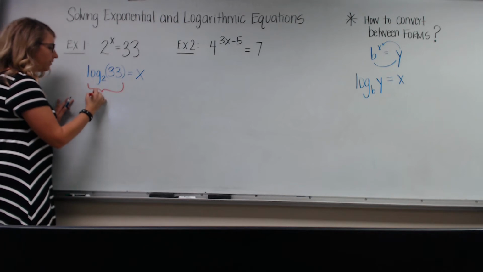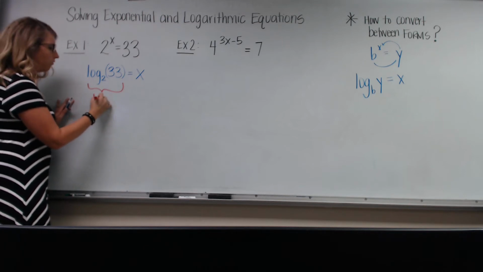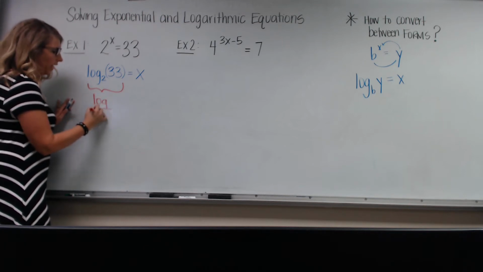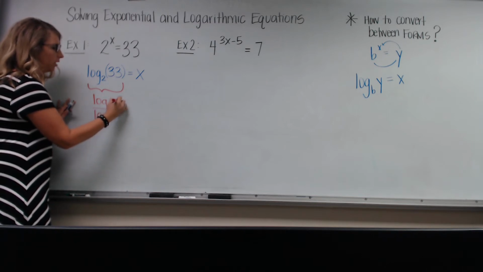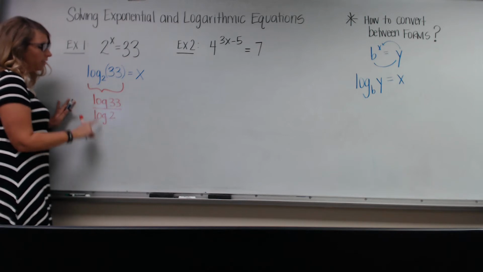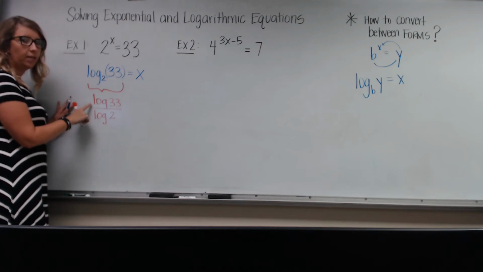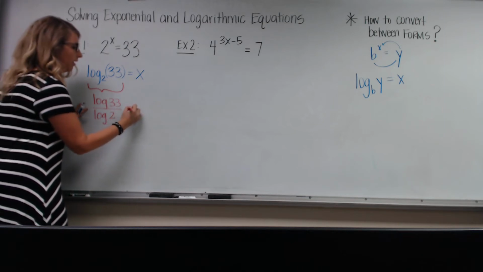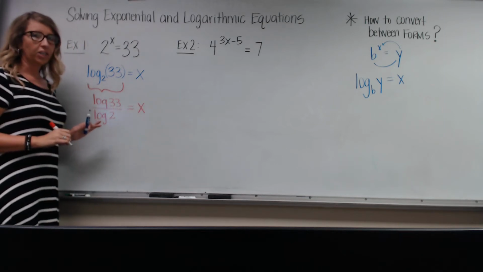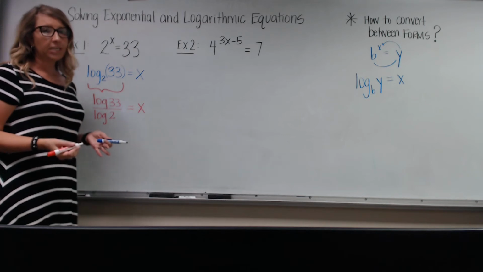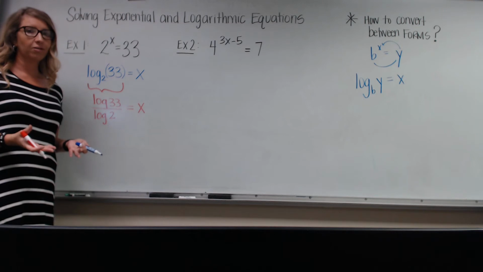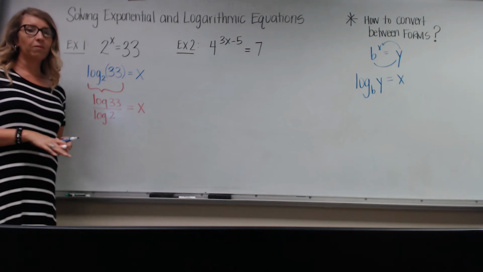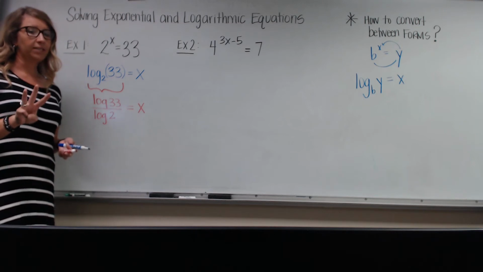Using change of base, you can use either the common log, log, or the natural log, ln. Base goes on bottom, big number goes on top. So in your calculator, you'll type log of 33 divided by log of 2. And when you do that, that solves this equation. Most of the time you will get a decimal, so be careful and look for what your problem asks you to round your answer to. We're going to round to 3 decimal places.